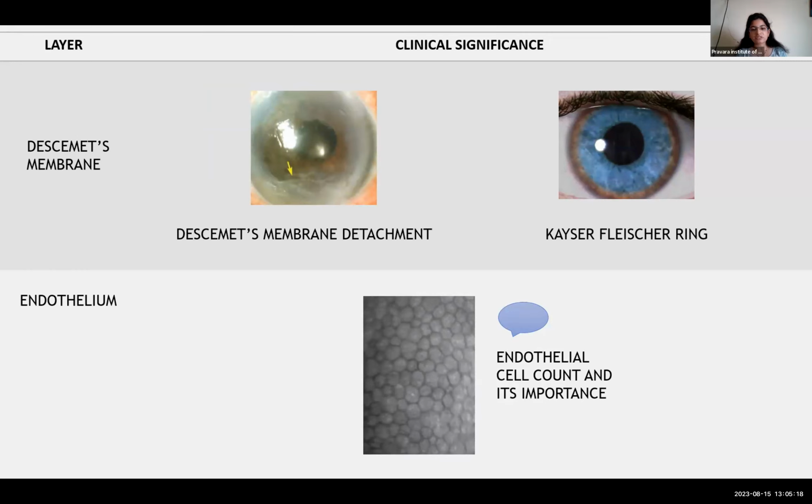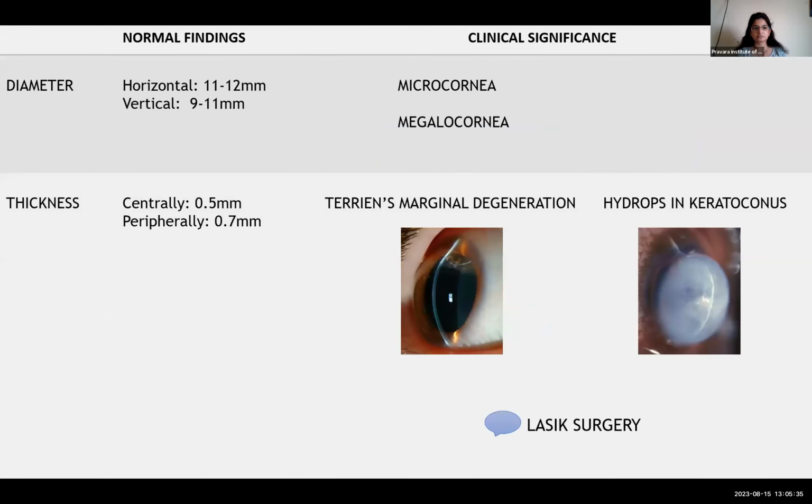By the end, a count of 2,000 to 4,000 cells per millimeter square is left, and 400 to 500 cells per millimeter square is the critical value required to establish the transparency of the cornea. Endothelial cell count gets extremely compromised in intraocular surgeries.